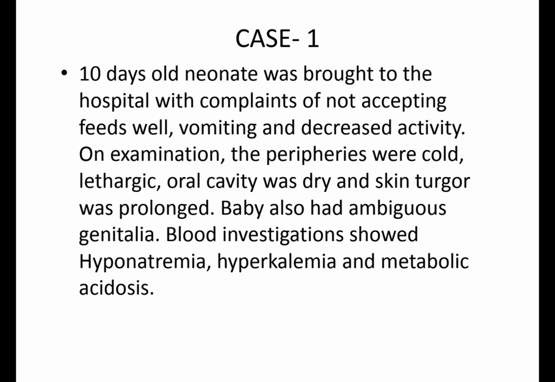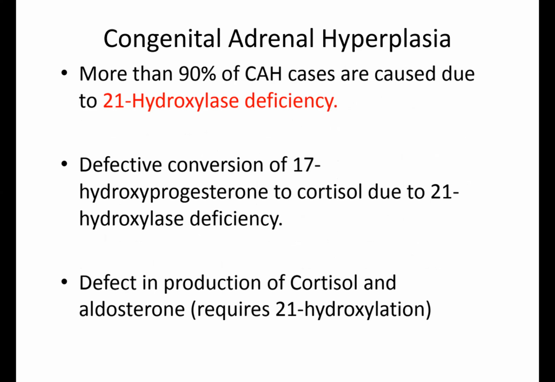So with these things, if we remove the ambiguous genitalia part, there are a lot of DDs, but when it comes to ambiguous genitalia, then the first thing we consider is the CAH. And more than 90% of cases of CAH are due to the 21 hydroxylase deficiency. And that is due to the gene, the 21 hydroxylase gene. When there's either deletions or mutations, then we have this 21 hydroxylase deficiency.